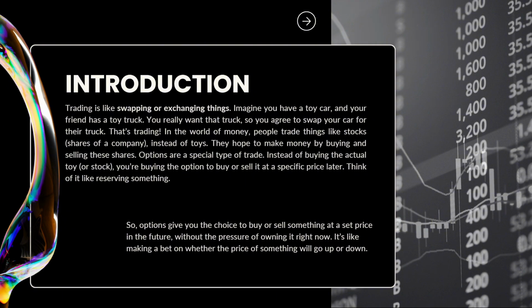The simple way I can put it is, imagine you have the option to buy a stock for $100 in 1 month, but you think it's gonna go up to 120. You pay a small fee called the premium for that right, and if the stock goes up, you make money. If it goes down, you don't lose much as if you had just bought the stock. So options give you the choice to buy or sell something at a set price in the future without the pressure of owning it right now. And it's like making a bet on whether the price of something will go up or down.